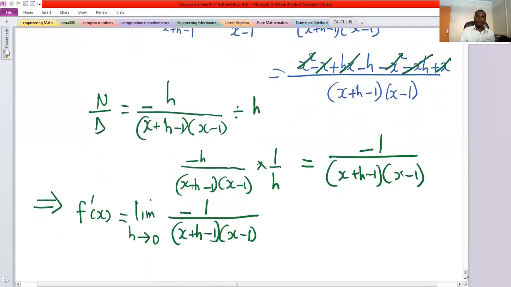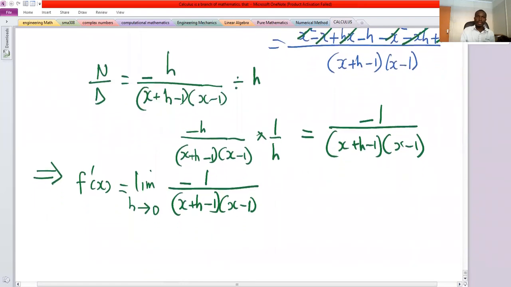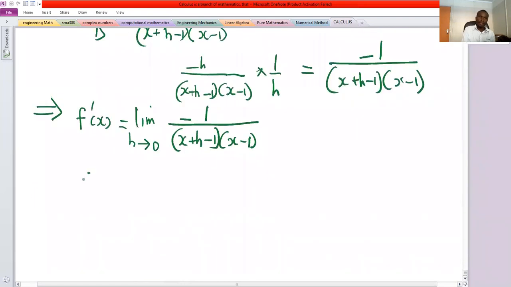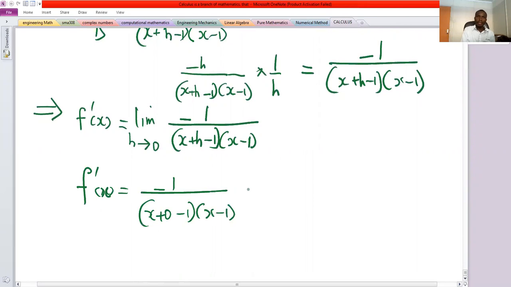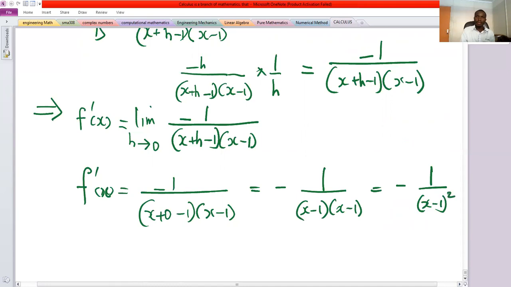Now we use direct substitution to find this limit, where the h we put 0. So f prime of x will be minus 1 over x plus 0 minus 1 times x minus 1, which will be negative 1 over x minus 1 times x minus 1, which is minus 1 over x minus 1 squared.